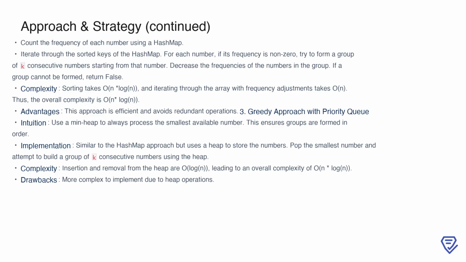Sorting the array takes O(n log n), and iterating through the numbers while adjusting frequencies only adds an O(n) cost, resulting in an overall complexity of O(n log n). The advantage of this method is that it avoids redundant operations, making it both elegant and practical.